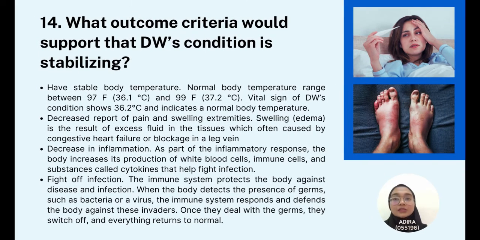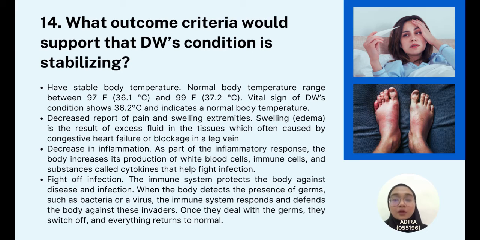Question 14. What outcome criteria would support that DW's condition is stabilizing? First, DW has stable body temperature. Normal body temperature ranges between 36.1 degrees Celsius to 37.2 degrees Celsius. Vital signs of DW's condition show 36.2 degrees Celsius and it indicates a normal body temperature.